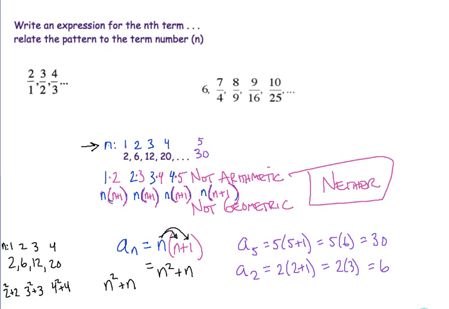Let's do another one, and this one will seem a little easier, I think. Up here with the fraction. Okay, so most people when they see the fractions, they kind of freak out because they're like, I don't know, what am I adding or multiplying by to get each fraction? But here's what I would say to do. Relate it to the term number. So this is the first term, second term, third term.